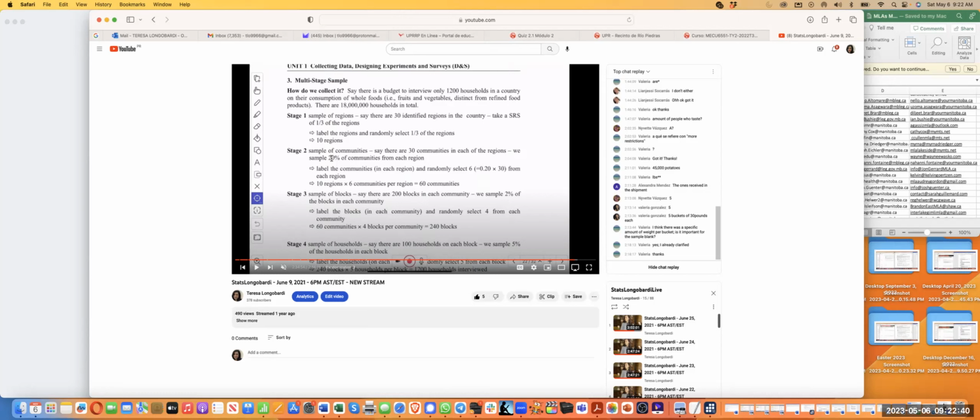So then out of here, you're going to use 20%. 20% of 30 means 6 that you're going to pick from each of the 10 regions. Okay, so a lot of numbers here, but basically you're going to label 01, 02, 03 up to 30, and then sample inside of there, picking 6 each. So now you have 6 communities in 10 regions, so 60 communities total. Are you guys with me so far?